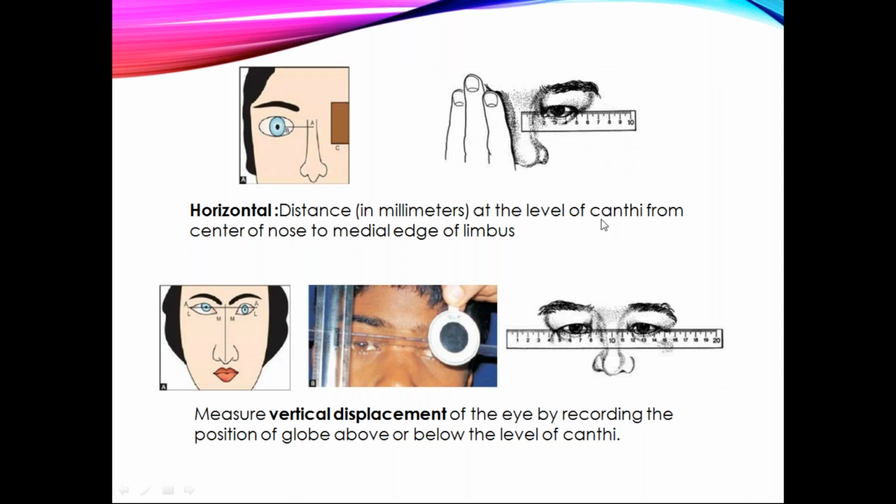Okay, the distance in millimeters at the level of canthi from the center of the nose to the medial edge of the limbus. So you measure from the center of the nose along to the medial canthus. So this is the medial canthal area. This is the medial canthal area. You measure the distance, so you measure how much it is deviated from the normal. So you note down the measurement. Similarly, you do it for both the sides.